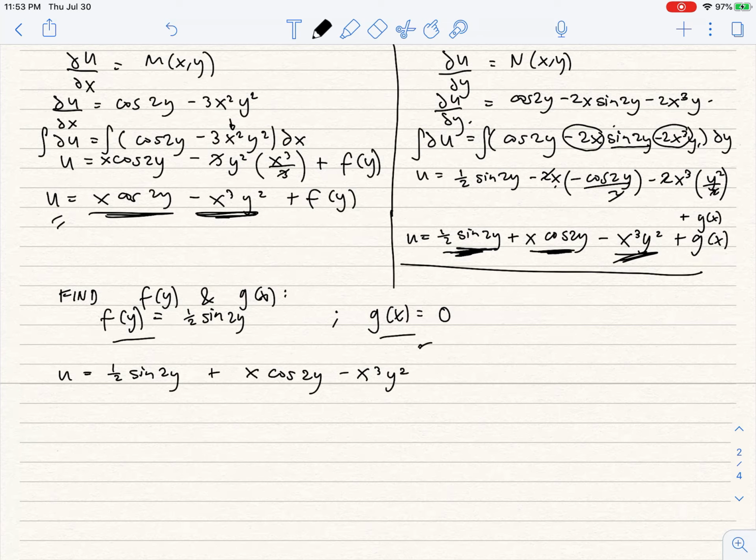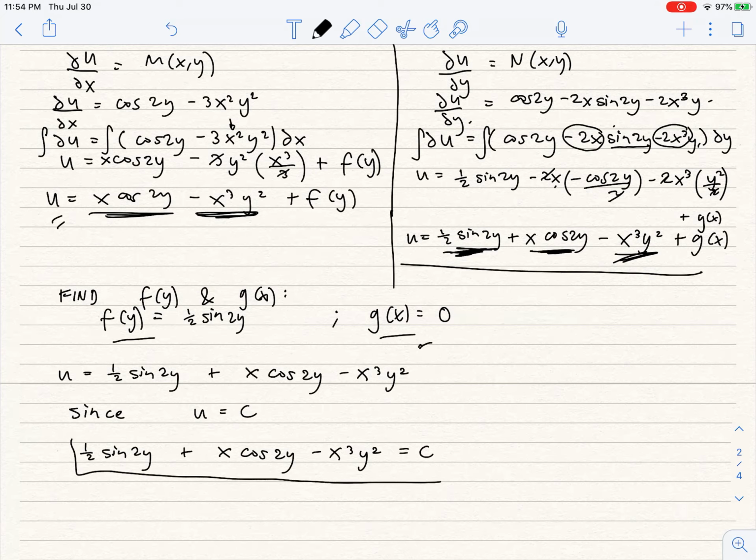Okay. So next is since u is equal to c, therefore copy lang ning kani, copy lang ni tanan, and then equate sa c. Kani lang nya ito lang siya equate sa c, di ba? So kani u man kana, so ito lang i-substitute, then equate to c. So this is now the final answer or the solution to the given exact differential equation.